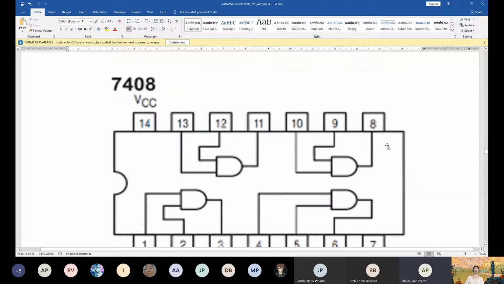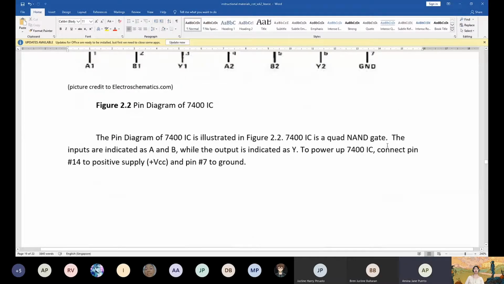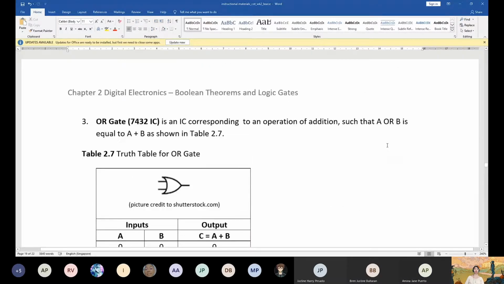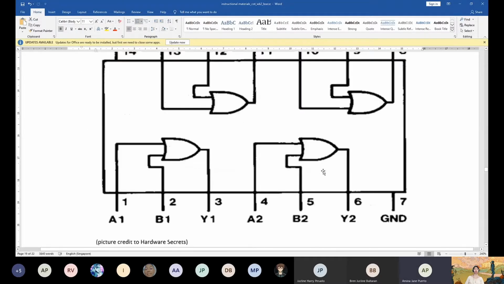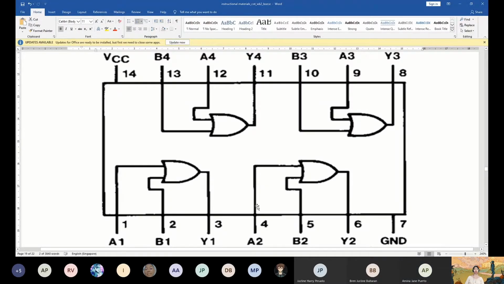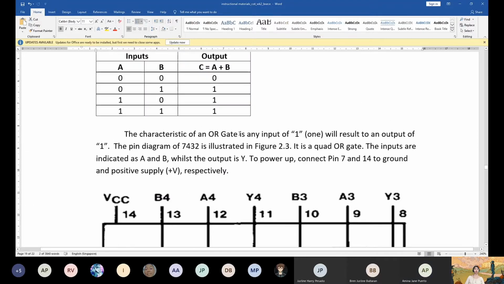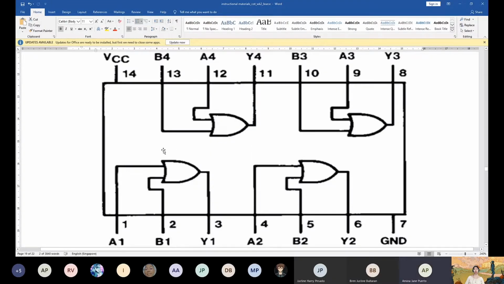So what else? We also need an OR gate, right? Aside from 7408, you need to buy 7432. Again, this is the IC diagram of 7432. You're going to buy it at Deco and say, sales lady, may I add a 7432? This is an OR gate, and 7432 has 4 OR gates: 1, 2, 3, 4.